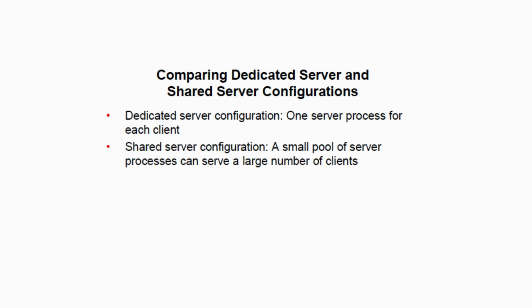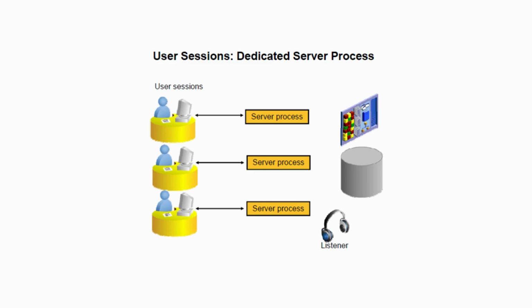In a dedicated server configuration, a server process handles requests for a single client process. A shared server configuration enables multiple client processes to share a small number of server processes. Detailed information on each configuration follows in this lesson. With dedicated server processes, there is a 1-to-1 ratio of server processes to user processes. Each server process uses system resources, including CPU cycles and memory. In a heavily loaded system, the memory and CPU resources that are used by dedicated server processes can be prohibitive and can negatively affect the system's scalability.